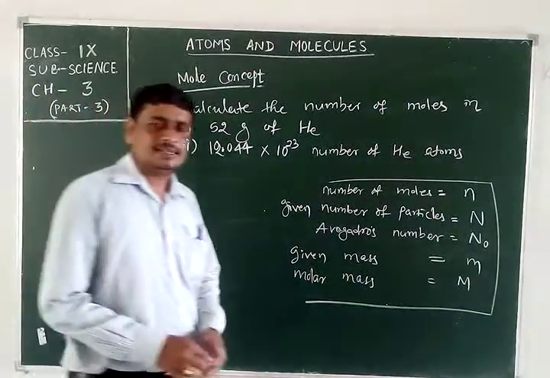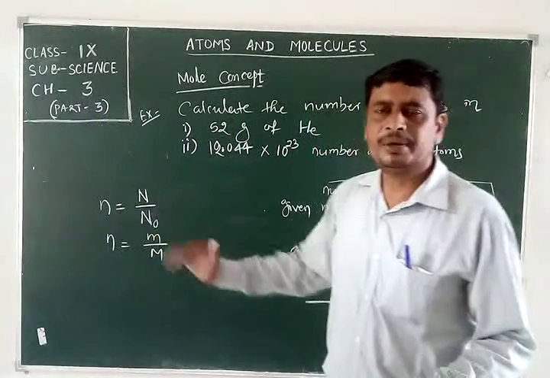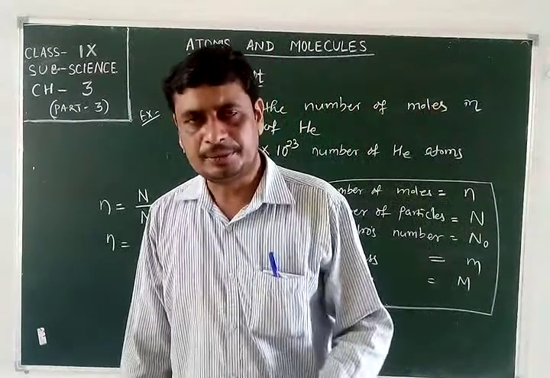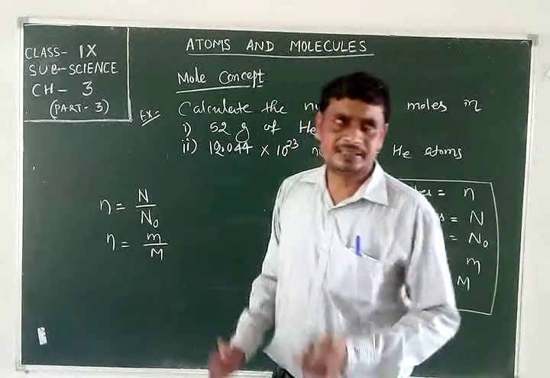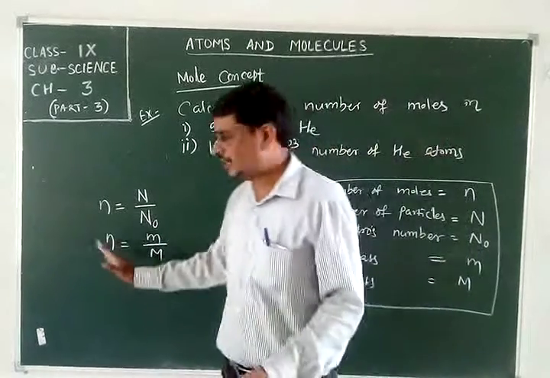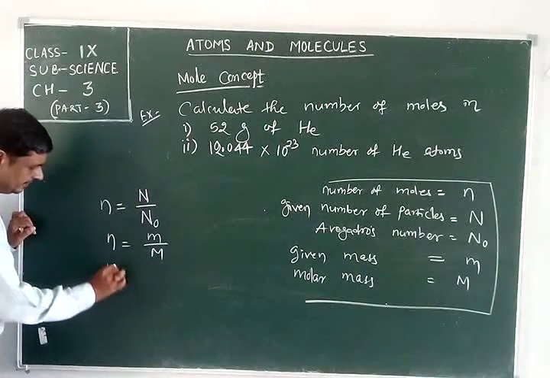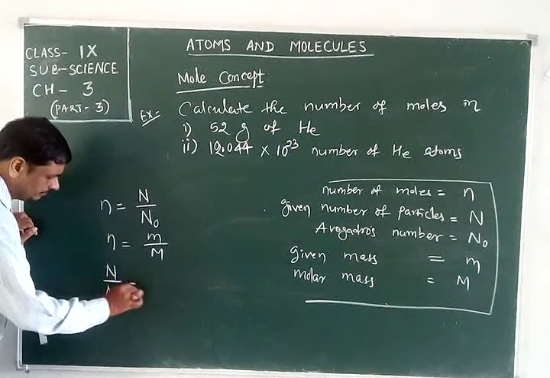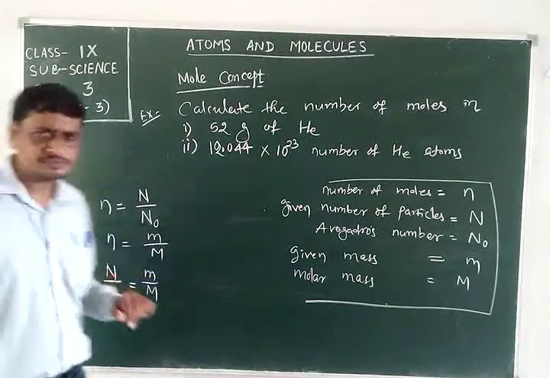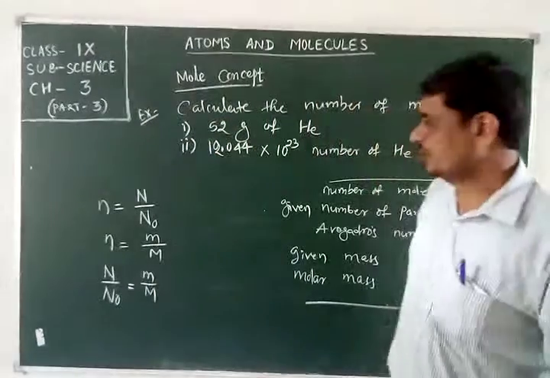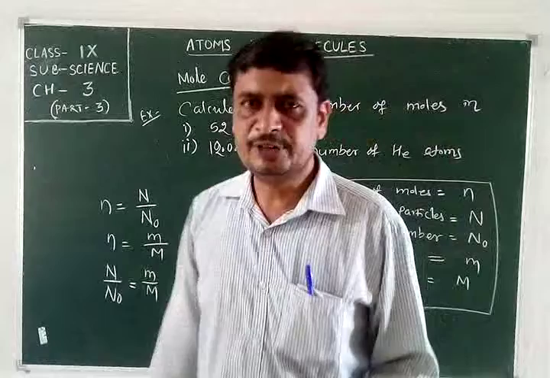When some number of particles is given, then we can easily find the number of moles of that substance, and also if some mass of that substance is given, then also we can find the number of moles. When we compare them, we get N by N0 becomes equal to given mass by molar mass. You have to remember these relations when we handle such type of numericals.